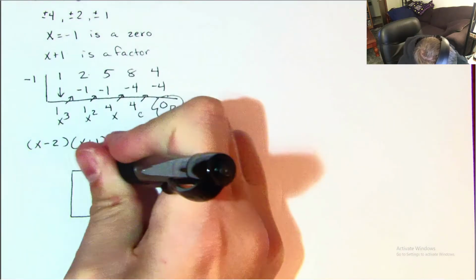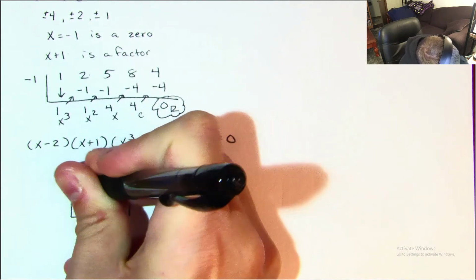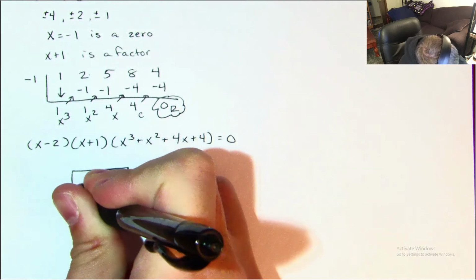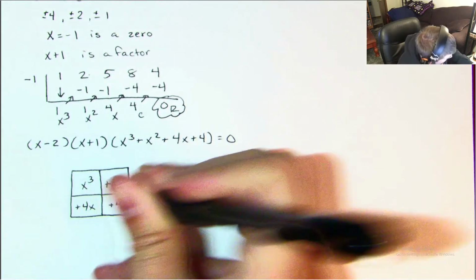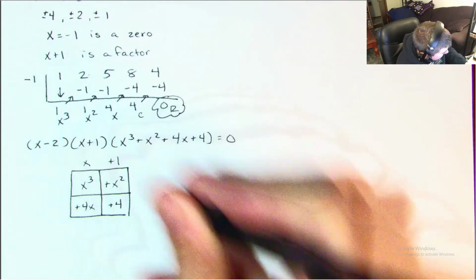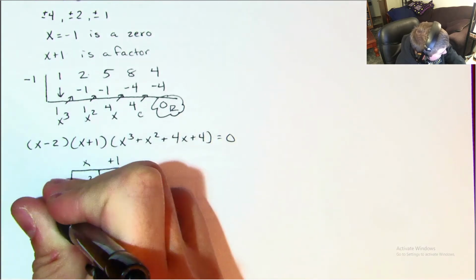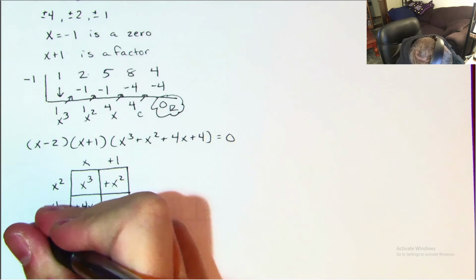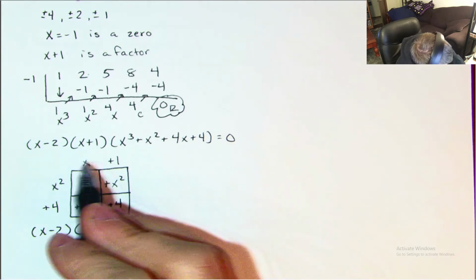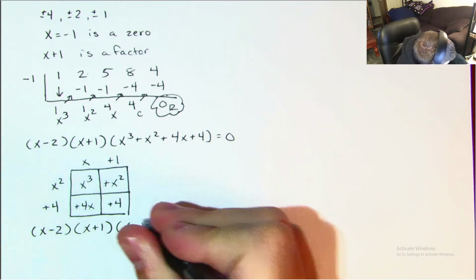So we're very much nearing the end of this problem. We're getting x cubed and x squared and 4x and 4. Greatest common factor here is 1. Greatest common factor here is x. Greatest common factor here is x squared. Greatest common factor here is 4. Okay, so we get x minus 2 times x plus 1 times x plus 1 times x squared plus 4.